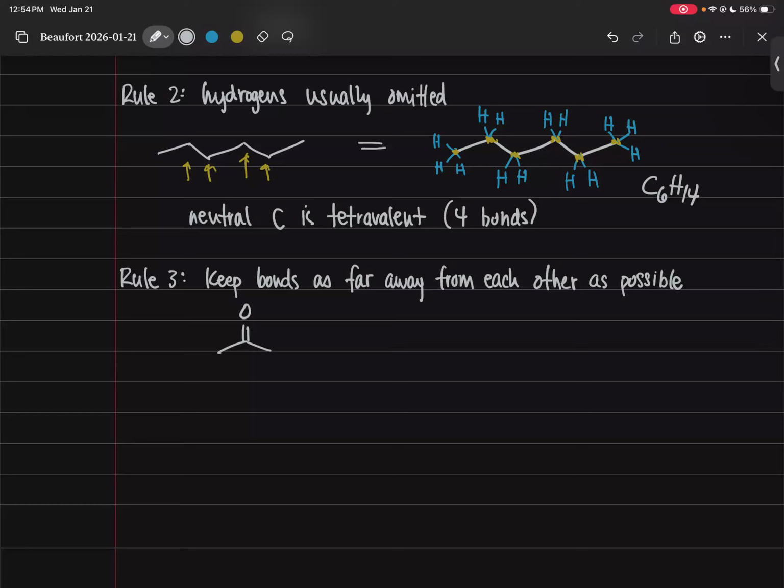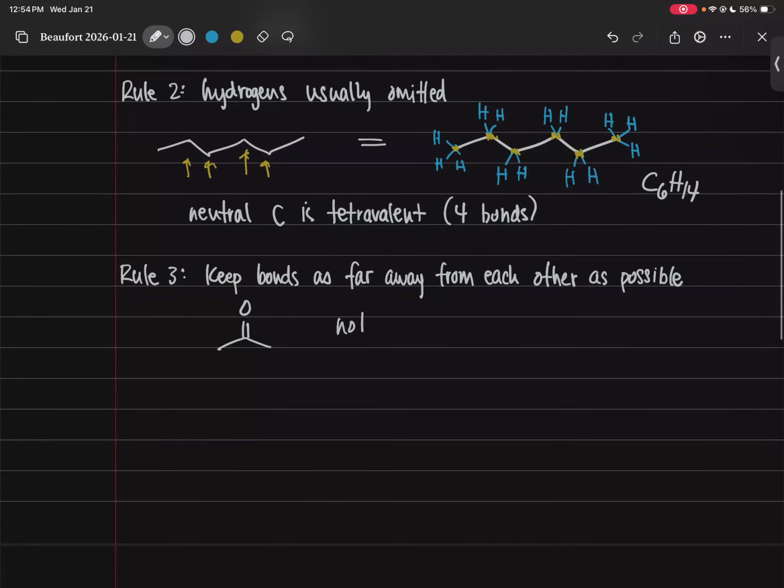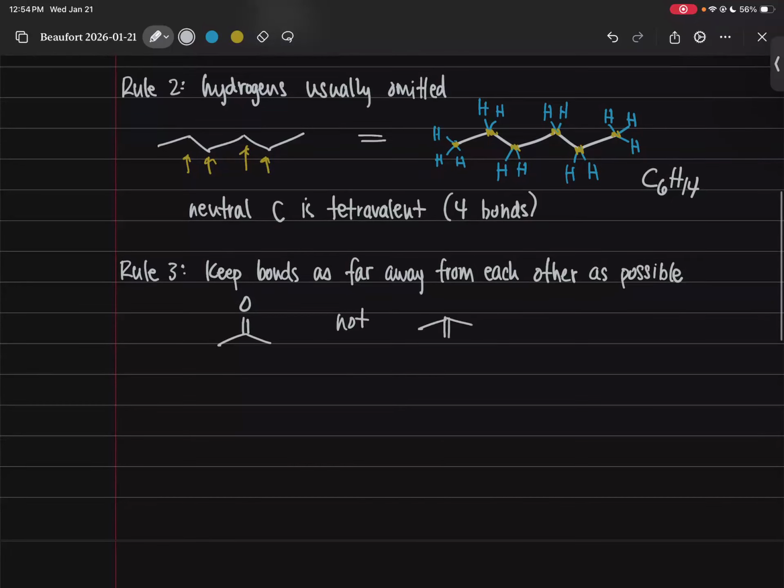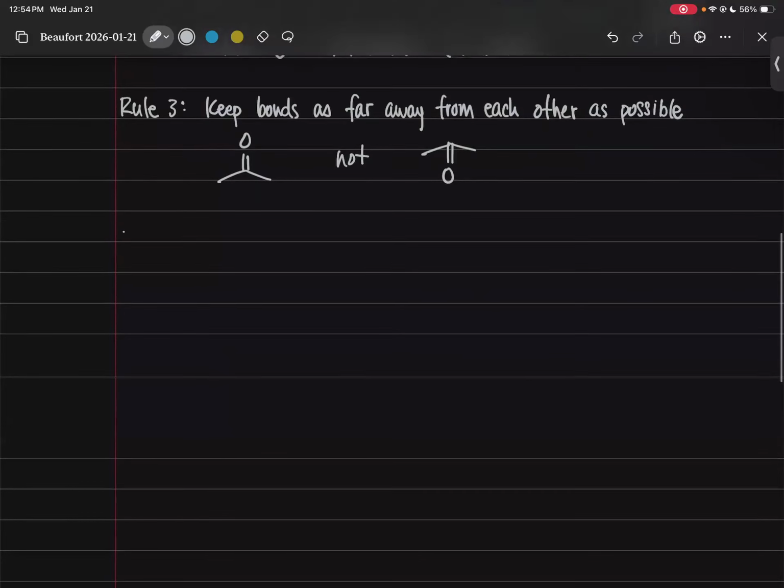acetone. This is how we would normally draw acetone, but this is sort of not what you want to draw, because if we've got 3 things surrounding that central carbon, the furthest away that they can all be from each other is in this sort of triangle shape, and not him hanging upside down doing a split. Okay.